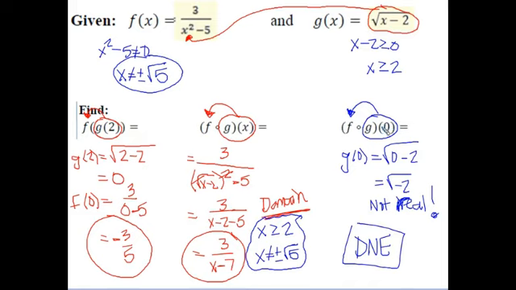Notice how though 0, if that's what we're inputting into this composed function, was not a part of our original domain. We said that x values had to be greater than or equal to 2, and 0 is definitely not greater than or equal to 2. So since 0 is not a part of our domain, that means it is not going to work, and we can clearly see that in this case.